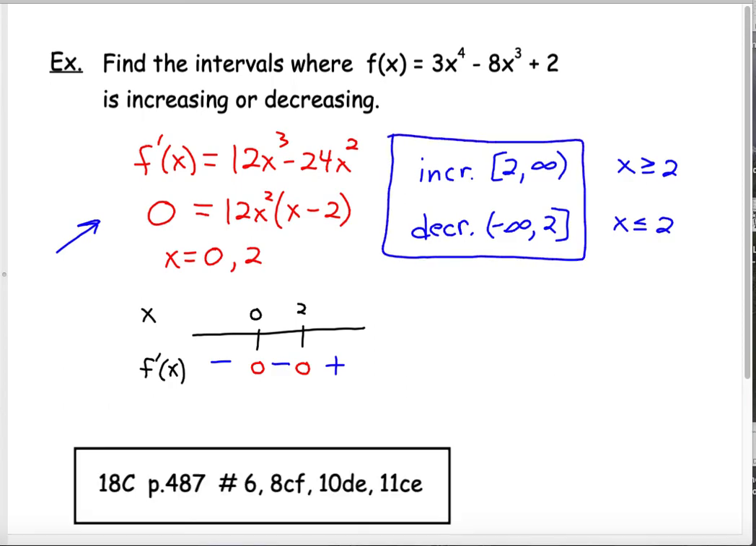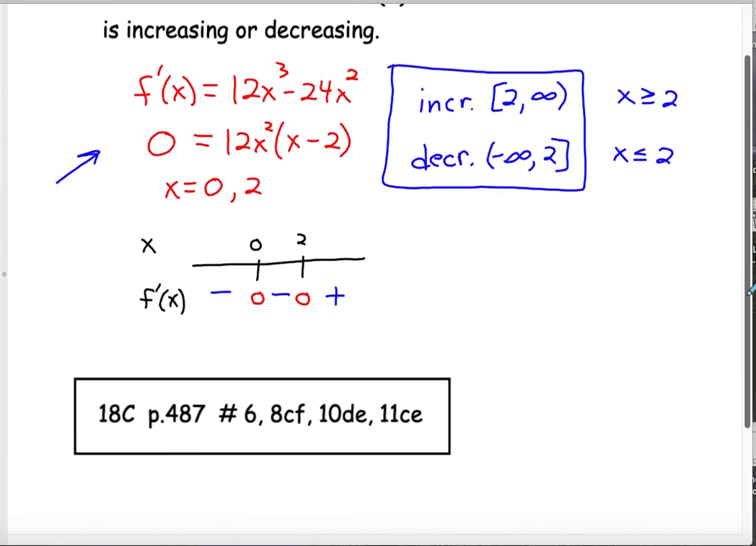All right. So there's a few problems in section 18C, starts on page 487.